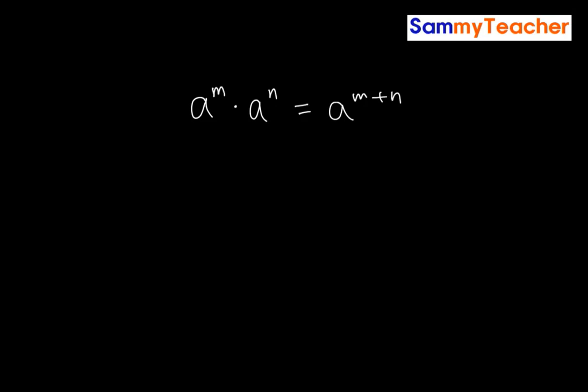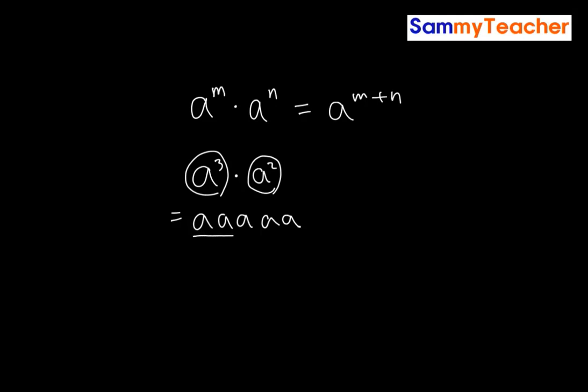Here's an example. A cubed multiplied by A squared means that there are 3 A's being multiplied here and 2 A's being multiplied here. So altogether there are 5 A's being multiplied, which is A to the 5th power. So 3 plus 2 equals 5.